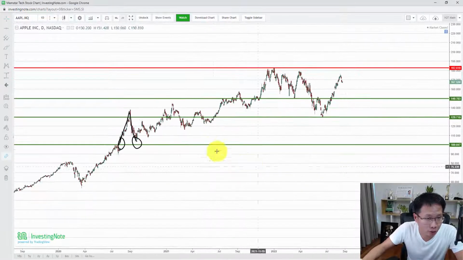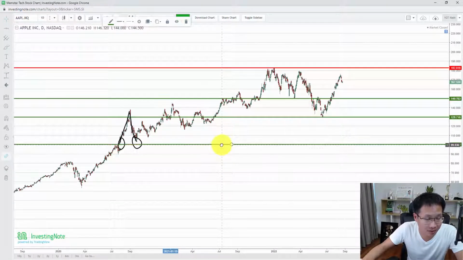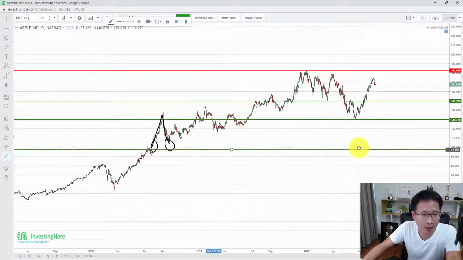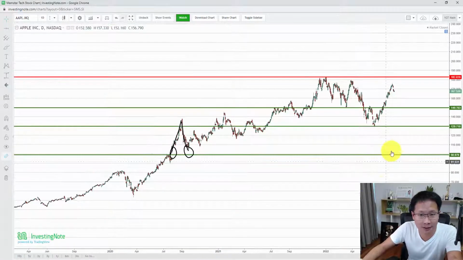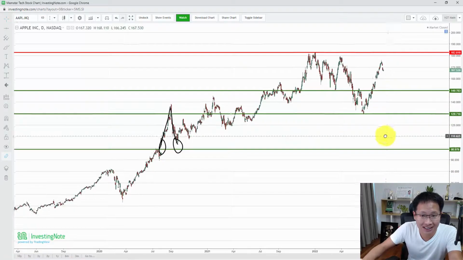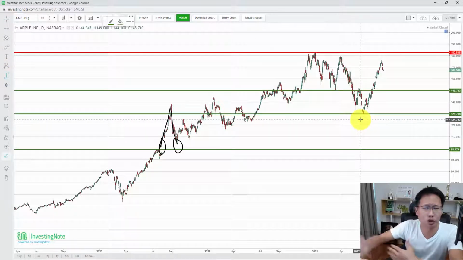So why would we want to draw this 100 level? Because it's so far away, right? So yeah, we can choose not to draw it, we can delete it, but we can draw it as well. But the thing is, if we do break a certain support level, like in this case the 130 would be the support, right? So why do we draw any lines lower than that?